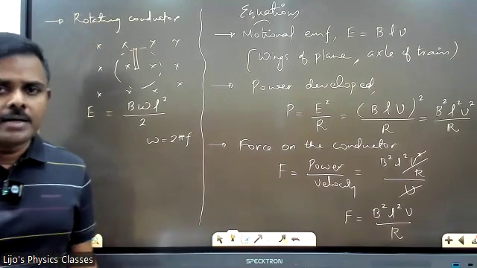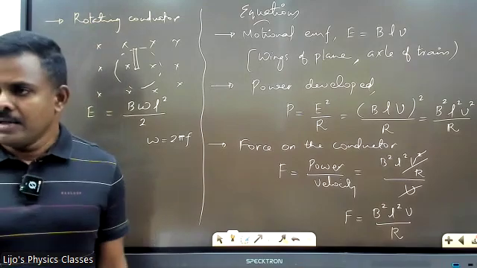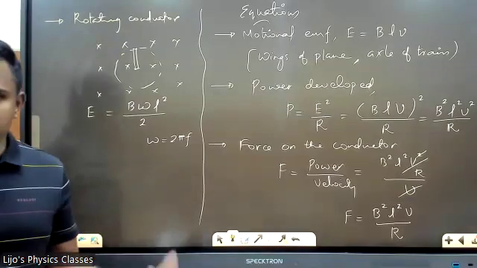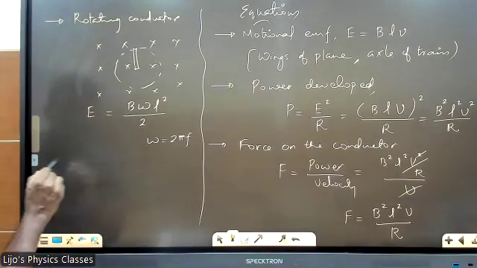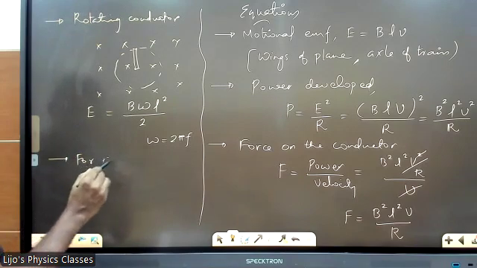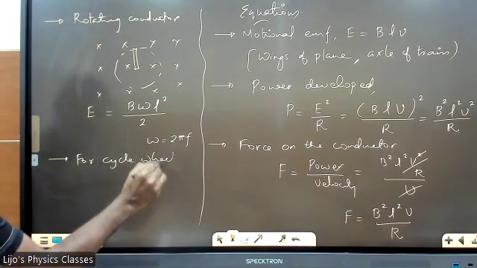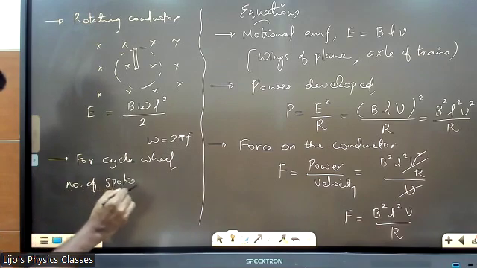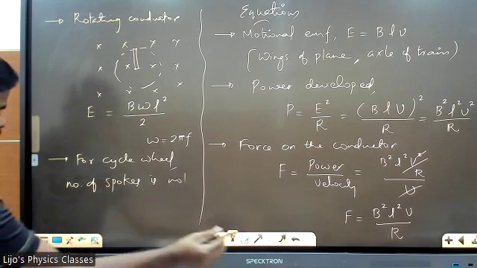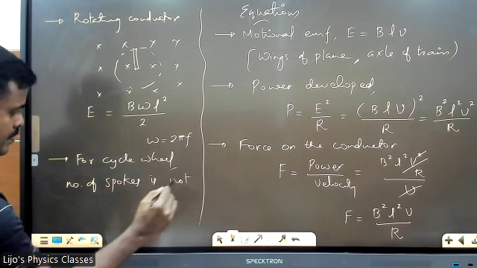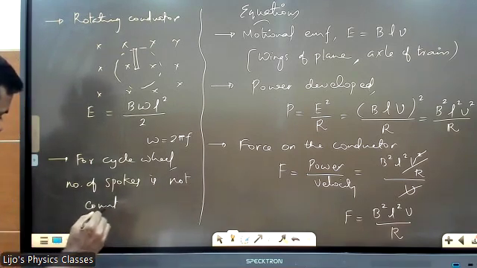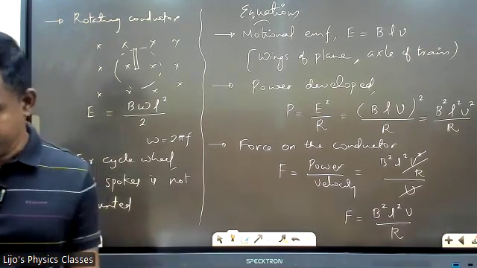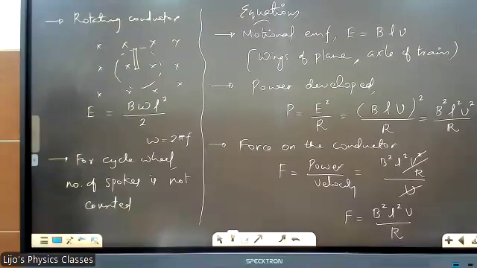A rotating conductor can be like the leaf of a ceiling fan, or leaf of a helicopter fan, or the spokes of a cycle wheel. Okay. Last point. For cycle wheel, number of spokes is not counted.